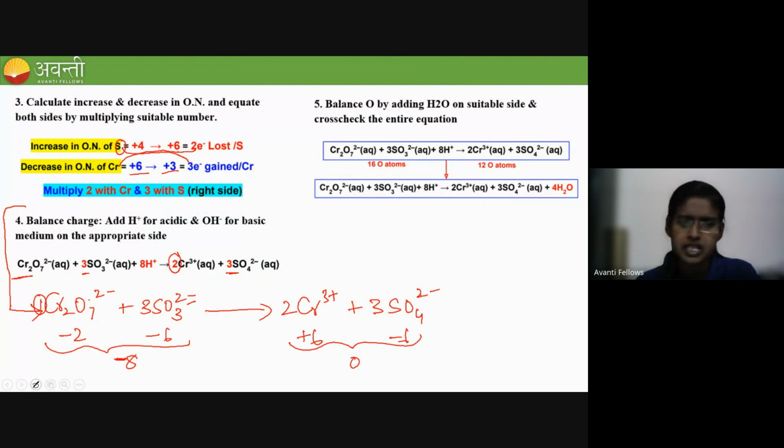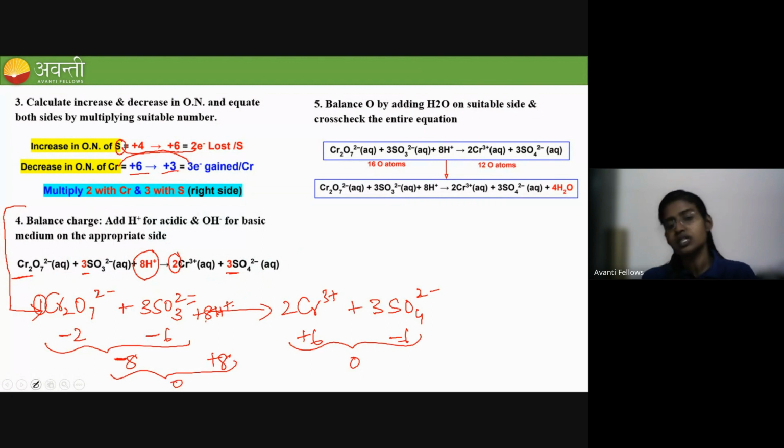So I have to bring this -8 to 0. So what do I have to do? I have to add 8 protons, plus 8 H plus. So 8 into +1 will be +8. Now this -8 and +8 will be equal to 0.